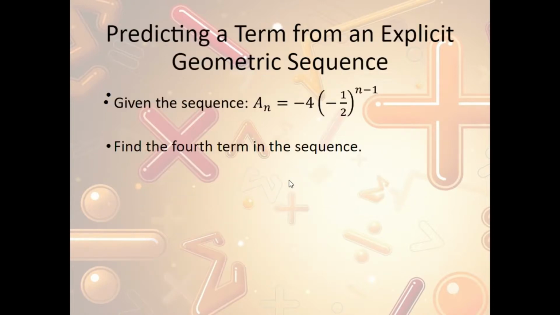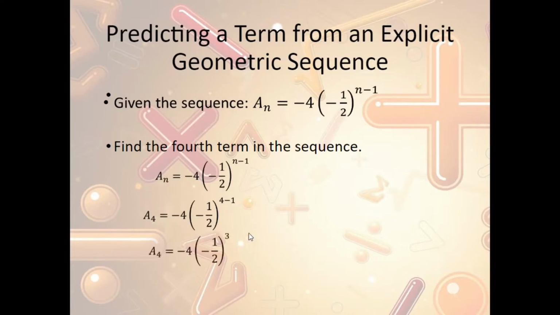So if we look at this one, we have AN is equal to 4 times negative 1/2 to the n minus 1. And we want the fourth term. So we start here, and we're going to plug in 4 for n. And we get negative 1/2 to the third power. Well, when we multiply that out, we recognize that negative 1/2 to the third power is equal to negative 1/8. We multiply that by negative 4, and we get positive 1/2. So that would be the term that we're looking at.